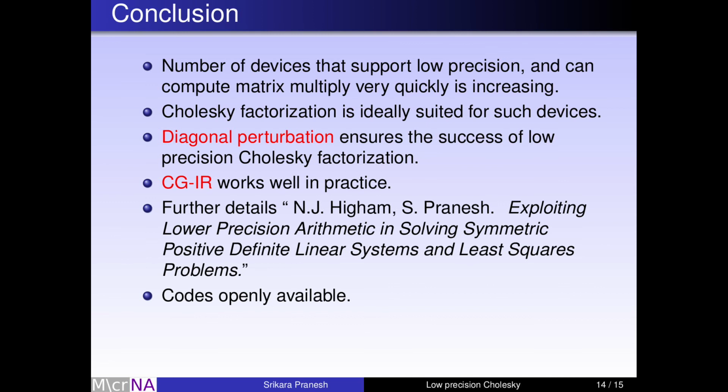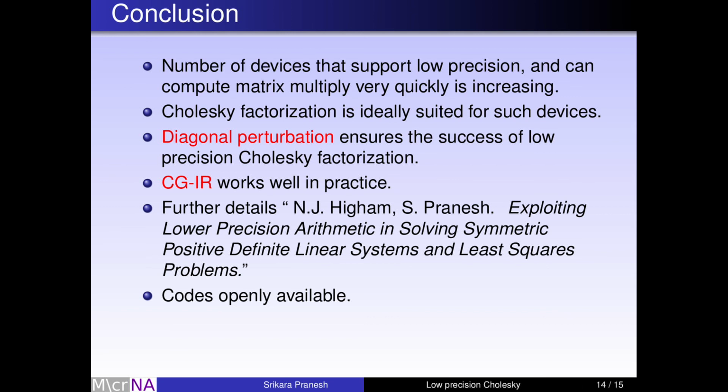Just to conclude, the number of devices which have this low precision floating point support is increasing. So developing algorithms which can exploit the speed and energy benefits of these new hardwares is a timely question to be considered. Cholesky factorization is extremely well suited for such devices because a dense Cholesky factorization is rich in matrix multiply. That is quite clear. But moreover, it doesn't require pivoting. So it's very GPU friendly. So if you want to implement this, this is sort of the best thing you can do with a V100, I would say. Maybe I'm wrong.